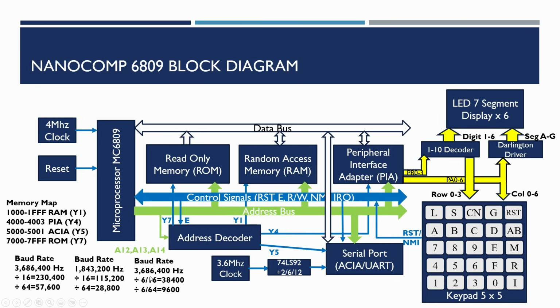So that should mean that with the built-in divide by 16 or divide by 64 in the serial port here, we should be able to get 38K or 9600 baud, which are two reasonable speeds. 38K is quite fast, 9600 baud is fairly standard.